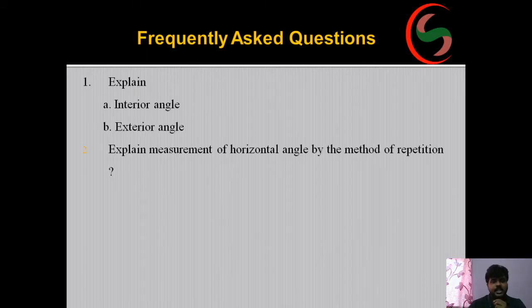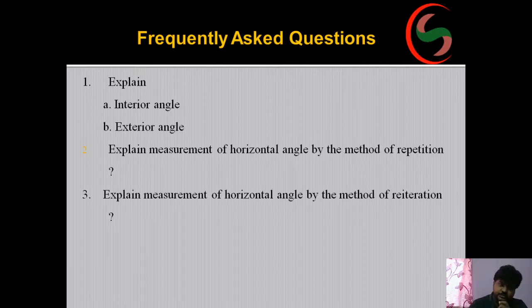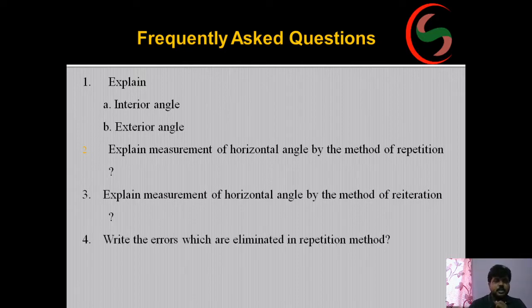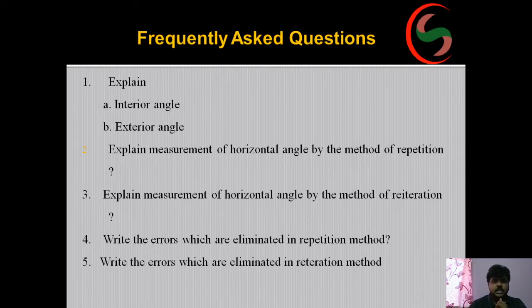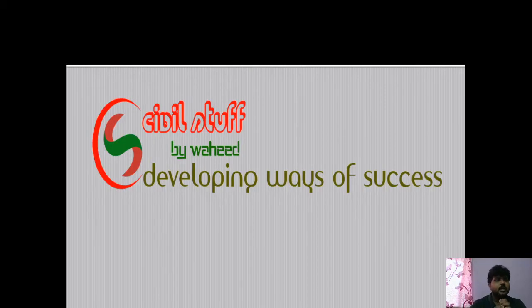What are the frequently asked questions you can expect from this topic? Explain interior angle and exterior angle. Explain the procedure involved in the measurement of horizontal angle by the method of repetition. Explain the measurement of horizontal angle by the method of reiteration. Write the errors which are eliminated in the repetition method, which is very important, and the reiteration method. Okay, I hope you understood today's class.